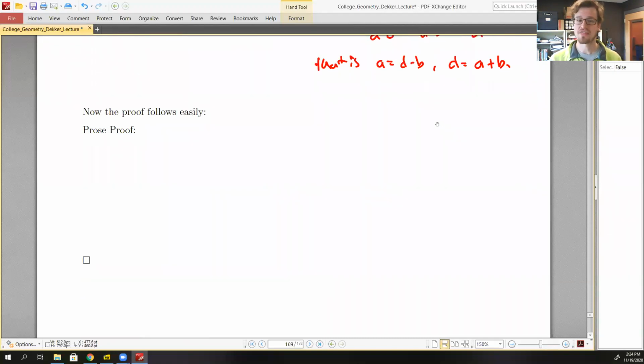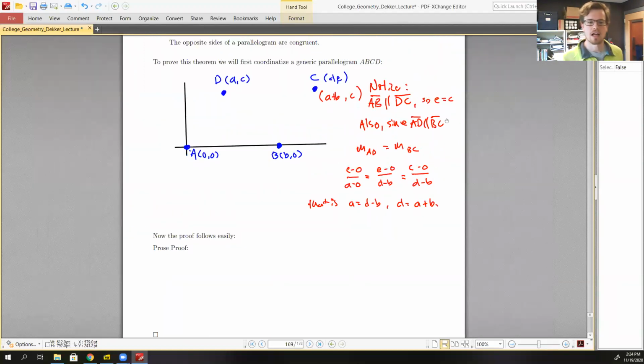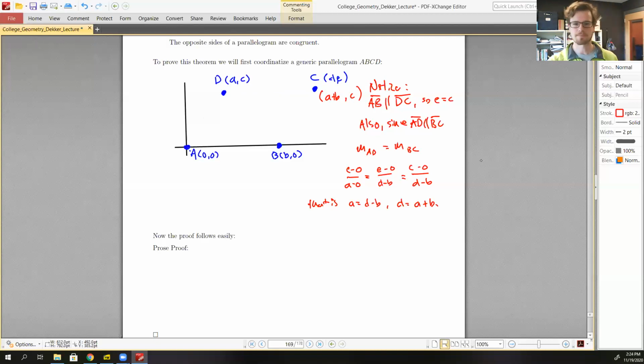All right, so with that, the proof becomes quite easy. We already discussed how to calculate distances between points that are horizontal of one another. So that's an easy calculation. And then we already looked at how to calculate the distance between points, which will be, again, very convenient now with the location for C given in this way.